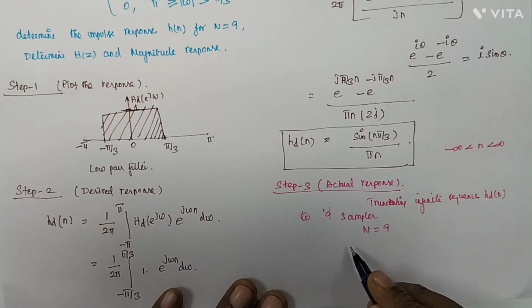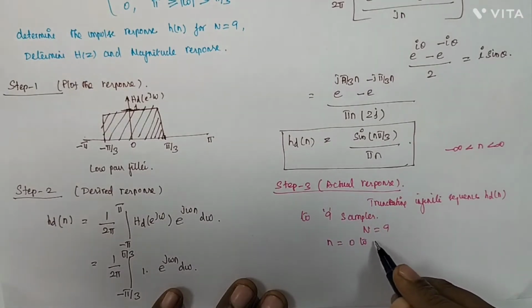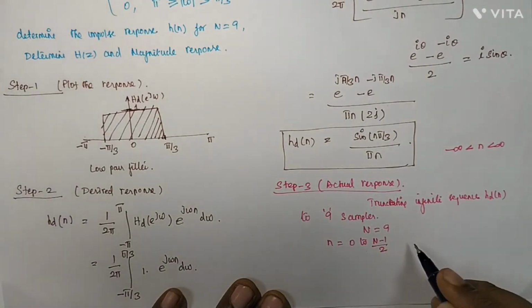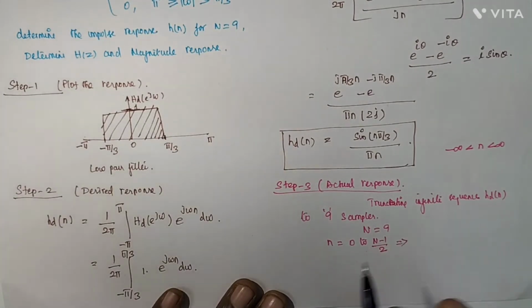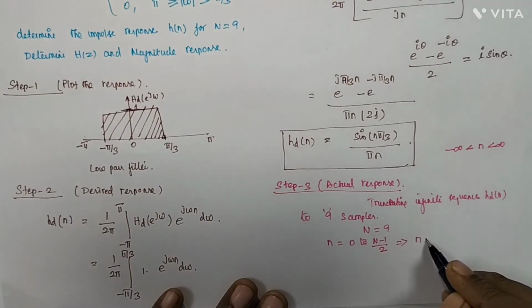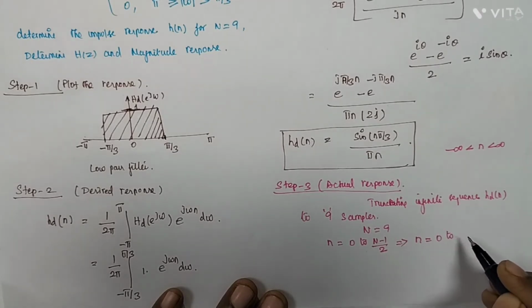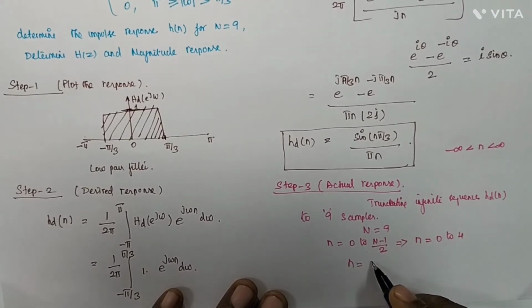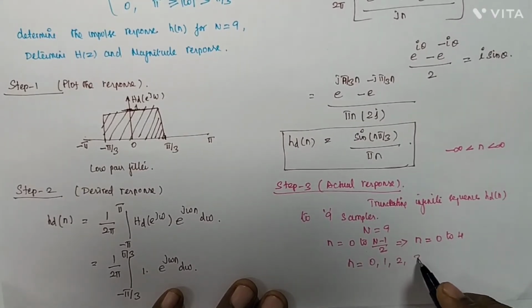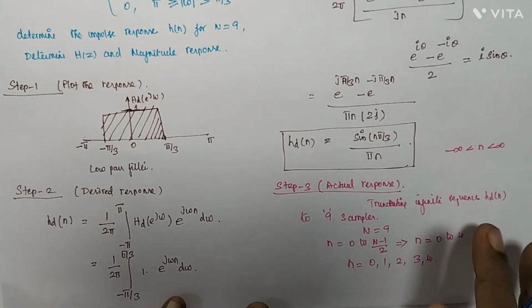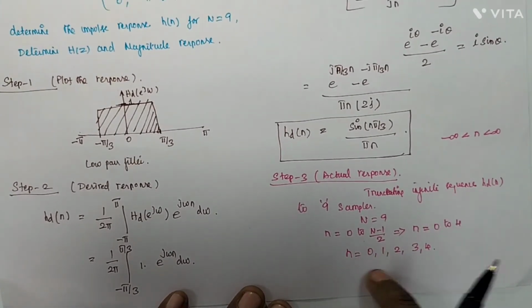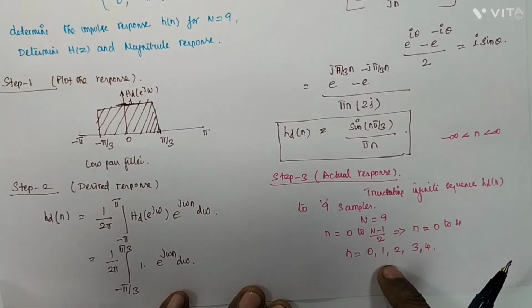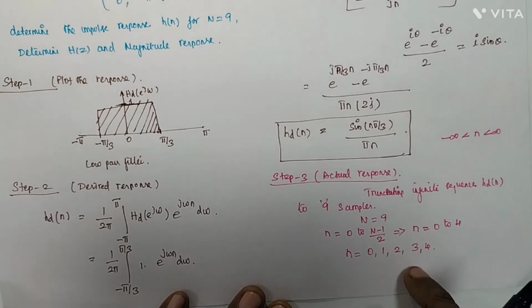So what are all the n values? So n is equal to 0 to n minus 1 by 2, that is 8 by 2, that is 4. So n values are 0, 1, 2, 3 and 4. We are going to find the actual response for different n values. That is, for n is equal to 0, what is the actual response? For n is equal to 1, n is equal to 2, n is equal to 3 and n is equal to 4.